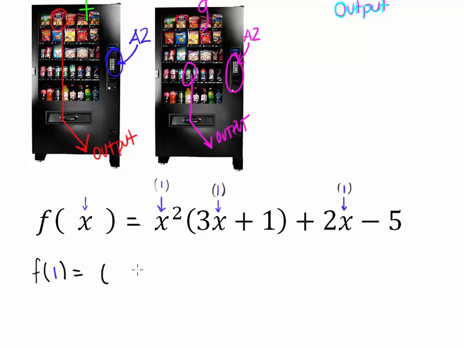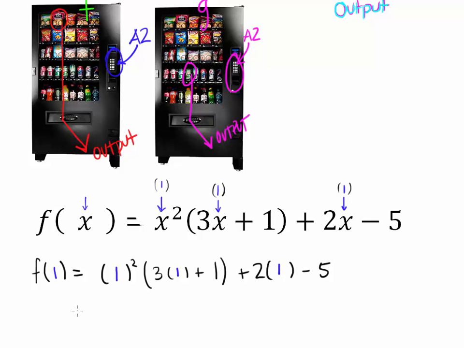So I'm going to do that down here. I'm going to have my 1 squared times 3 times 1, plus 1, plus 2 times my x value, so minus 5. I want to make my 1s blue just because I want to be special. So basically all I've done is treated these as blank spots to put these numbers in. So I've got 1 squared, 3 times 1, and plus 2 times 1.